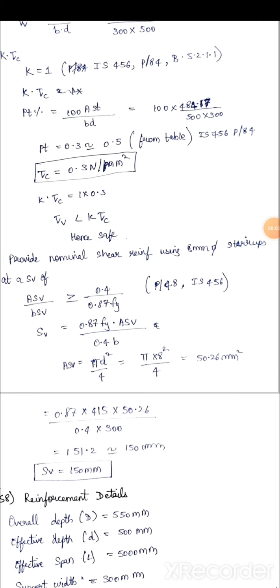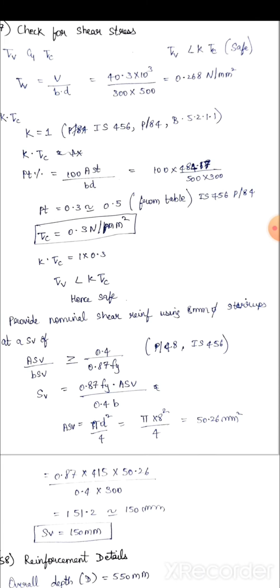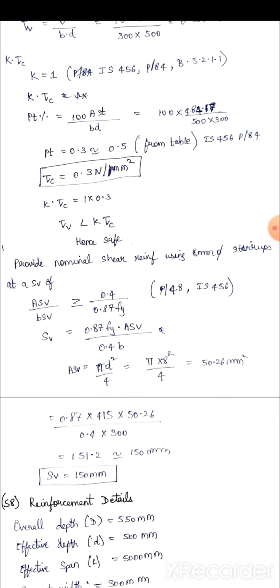So tau v is lesser than tau c. Tau v value is 0.268 and tau c value is 0.3. So the design is safe.